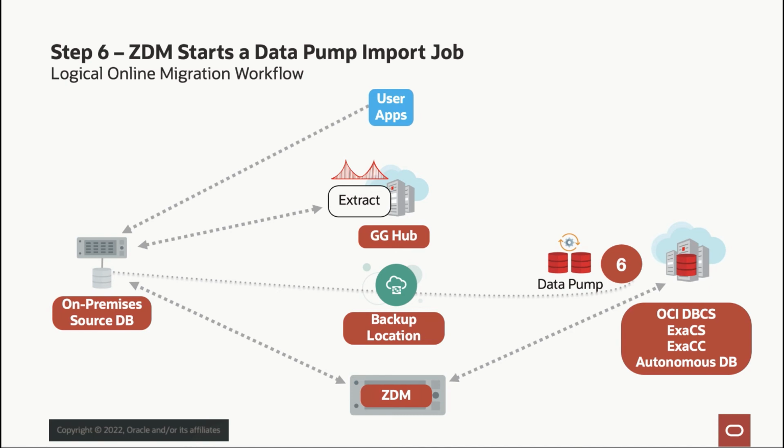But let's say the target is actually Database Cloud Service or Exadata Cloud Service or Cloud at Customer. Then in this case, what ZDM does is copy those dump files from the back application to a local file system on the target, and then start the data pump import job and instantiate the target database. Now with this target database instantiated in the cloud, the next step is to synchronize it and put it fully in sync with the on-premises database that is our source. So that's what comes next, and I'll explain how it works in the next slide.